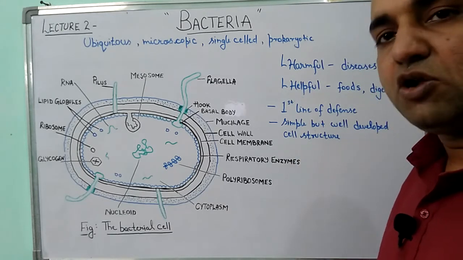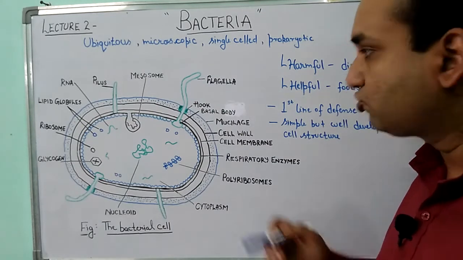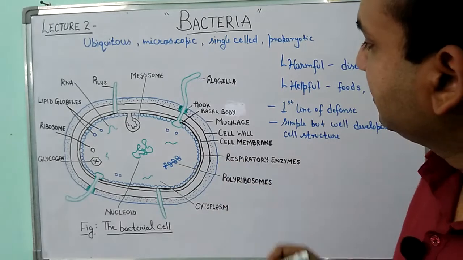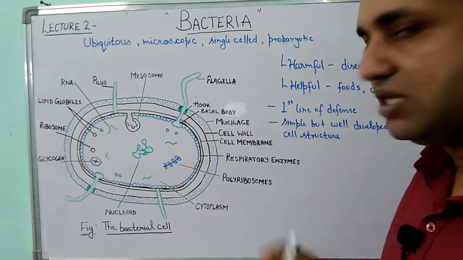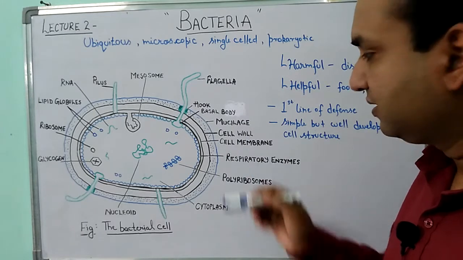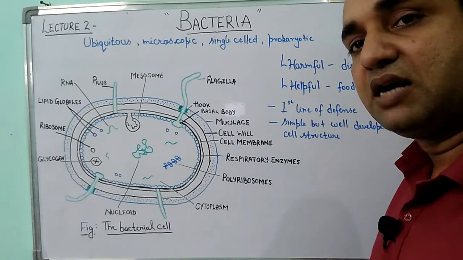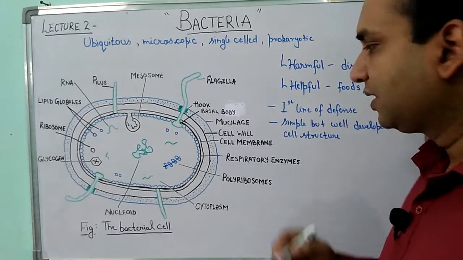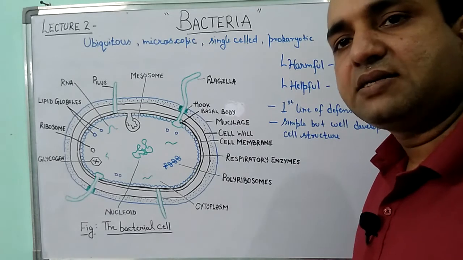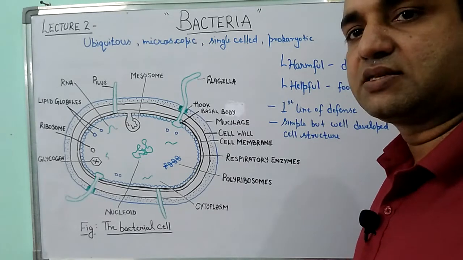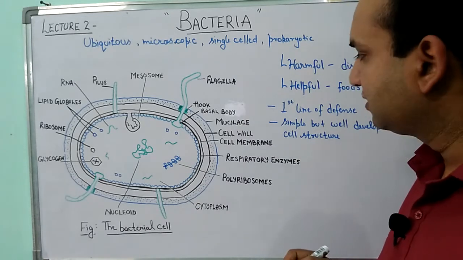These are very simple organisms, but they have a very developed cellular structure. As you can see, the outermost layer of the bacterial cell is called mucilage. Sometimes we also call it the glycocalyx or the capsule. The mucilage layer is made up of mucopolysaccharides and glycoproteins. It helps the bacteria in extreme situations.